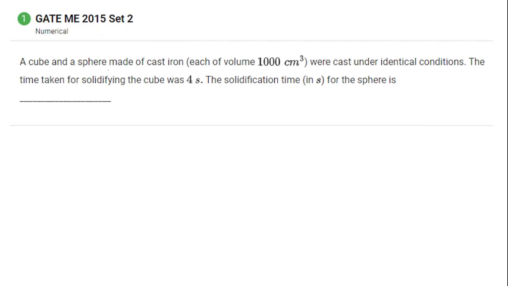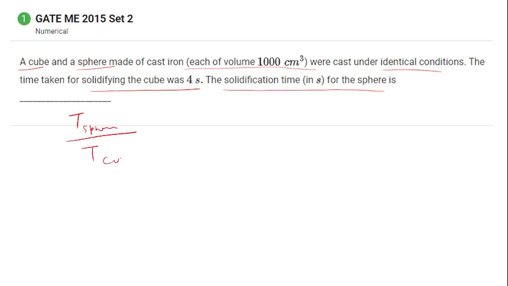So let's read the question. A cube and a sphere made of cast iron, each of volume 1000 centimeter cube, were cast under identical conditions. The time taken for solidifying the cube was 4 seconds. The solidification time for the sphere is? So all the game is with the area. So T sphere and T cube, because the volume is same, we'll write it as A cube divided by A sphere, whole square.